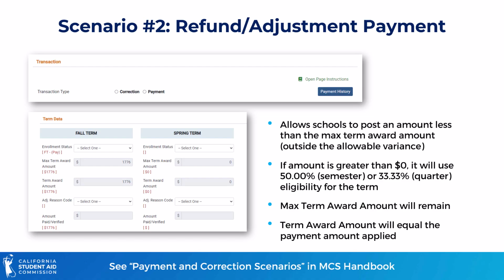Scenario 2. Using the refund adjustment payment option to post a dollar amount less than the max term award amount. Select Payment for your transaction type, then select Refund Adjusted Payment under the Adjustment Reason Code field. Enter your payment amount and click Save. Any amount greater than $0 will use 50% semester or 33% quarter eligibility for the term. The max term award amount will remain intact, and the term award amount will be updated to equal your payment amount.